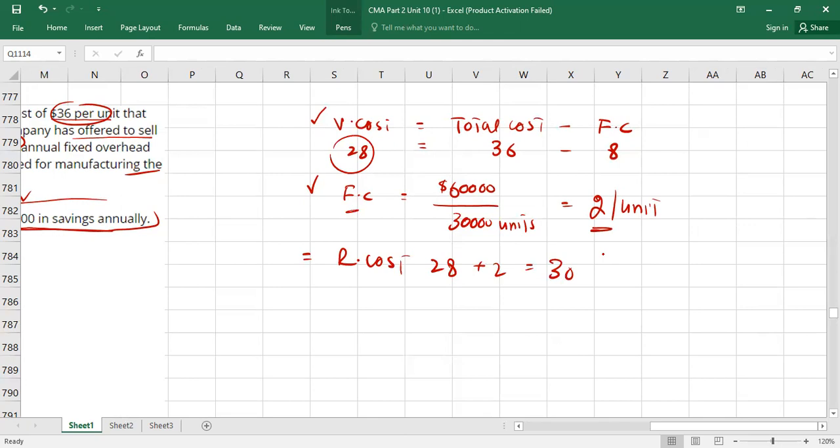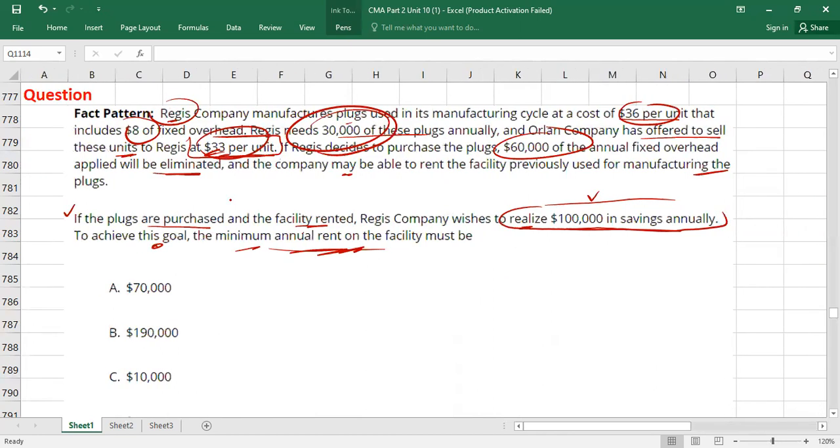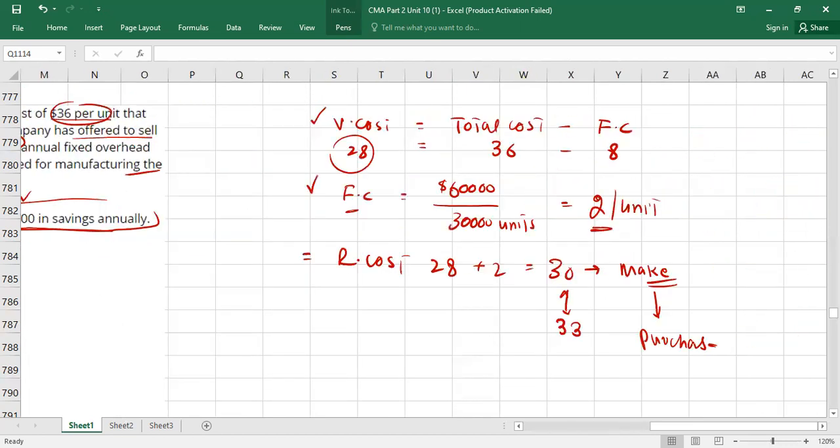Understood? This is the relevant cost if you make the product. Now this relevant cost you will compare with the cost of purchase, if you buy the product from outside. He told you in the question that you have to pay $33 per unit. Please remember, if you make, the relevant cost is $30. If you purchase, you have to pay $33.